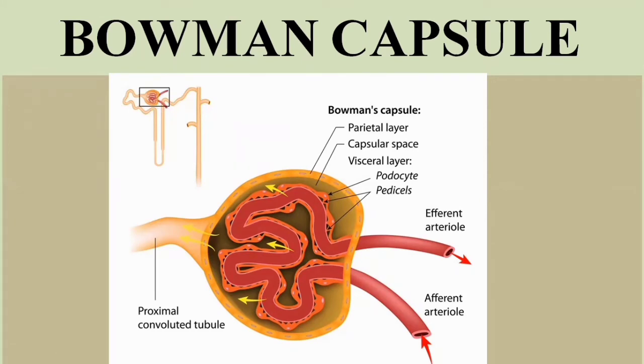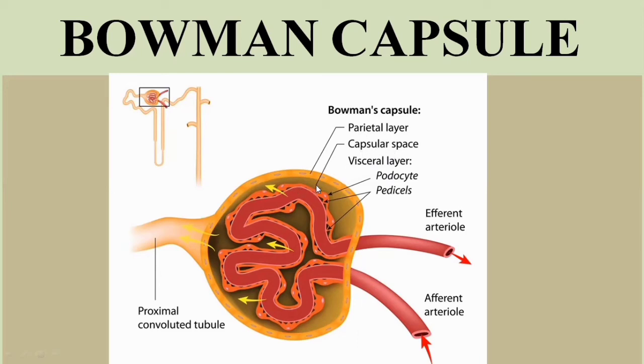So Bowman's capsule is known for carrying the filtrate, which comes out from these capillaries into the Bowman's capsule. Bowman's capsule is made up of three layers. The first layer is the parietal layer, the second layer is the capsular layer, and the third layer is the visceral layer. These three layers make up the Bowman's capsule. First of all, let's look at the capsular space.